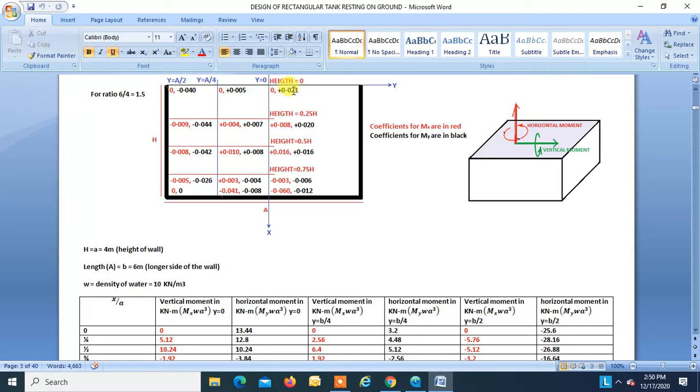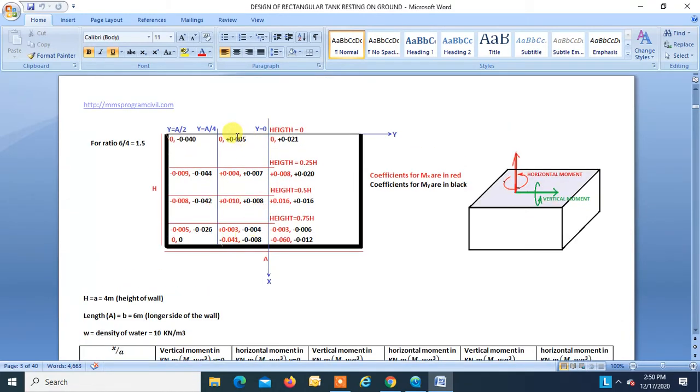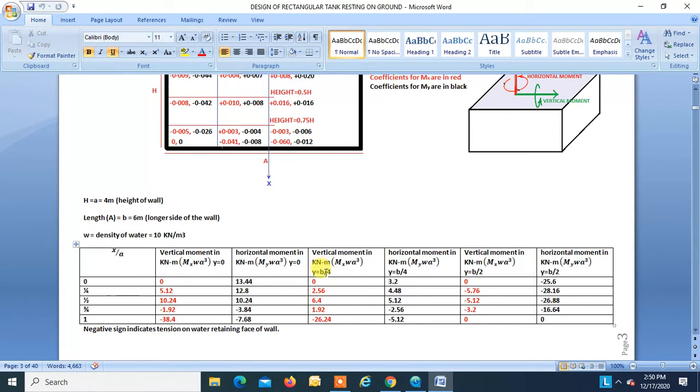Now you take this moment, that is my, put the value of my over here into w into a cube to get the moment. Put this value over here and w a cube, and you get 12.8 as a horizontal moment at 1 by 4, that is 0.25 h, and so on. So these two coefficients give us the vertical and horizontal moment at y is equal to 0. These two moment coefficients give the vertical and horizontal moment at y is equal to b by 4.